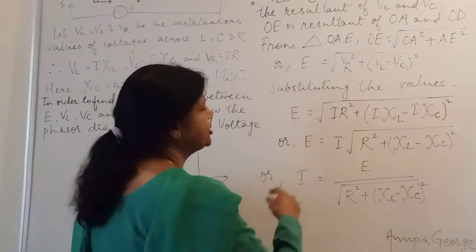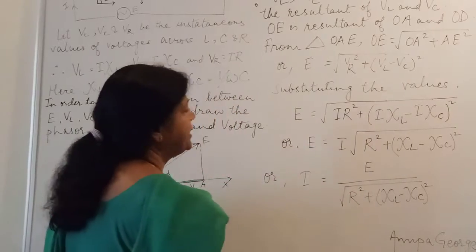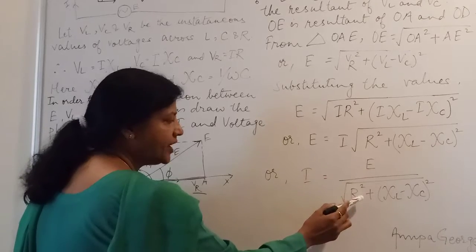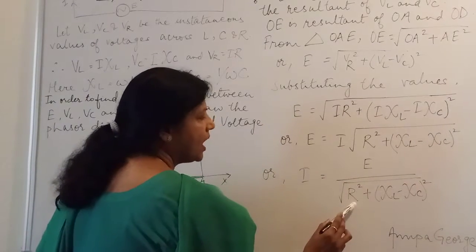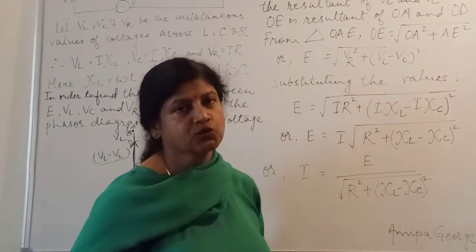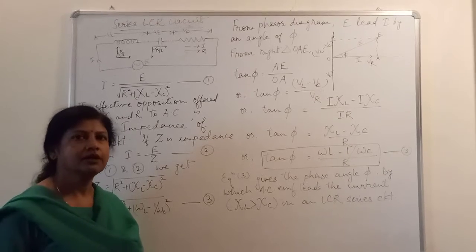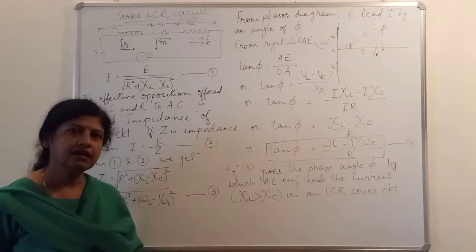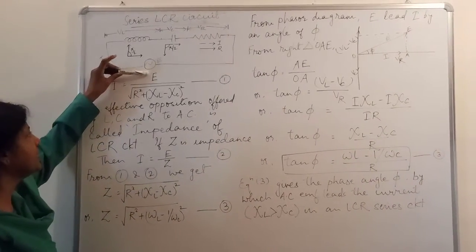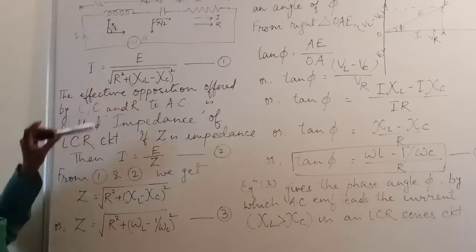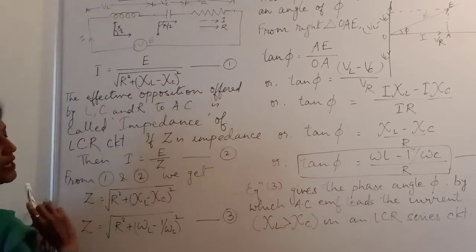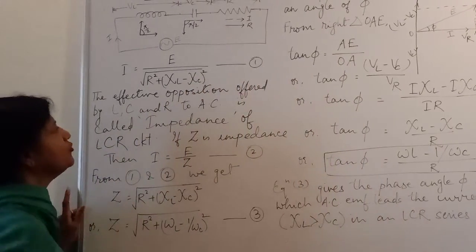From this relation, we can write I is equal to E divided by square root of R square plus (XL minus XC) whole square. Now, in case of LCR series circuit, we have got I is equal to E upon square root of R square plus (XL minus XC) whole square. Let it be equation number 1.